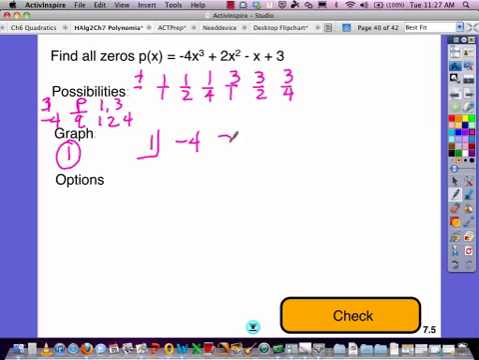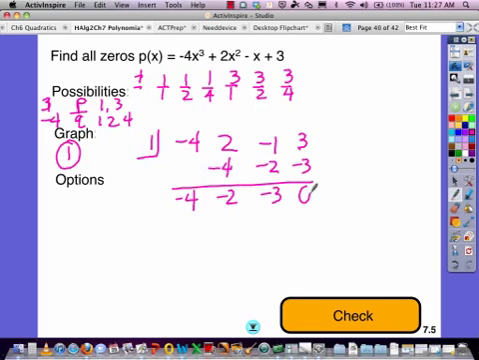Here's negative 4, 2, negative 1, and 3. Move the first number down, start your multiplication. 1 times negative 4 is negative 4. Add them together, it's a negative 2. 1 times negative 2 is negative 2. Add them together is a negative 3. 1 times negative 3 is negative 3. Add them together, 0. So we get no remainder, which is good. And we have a quadratic that's negative 4x squared minus 2x minus 3.